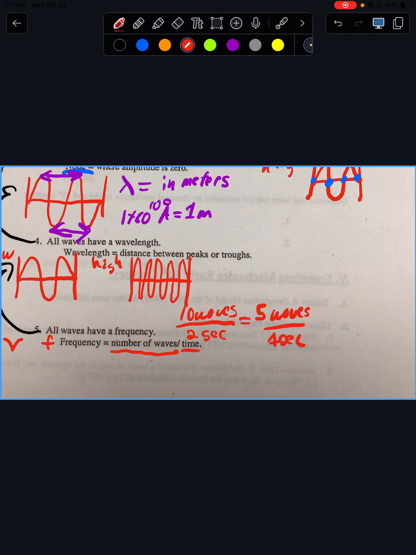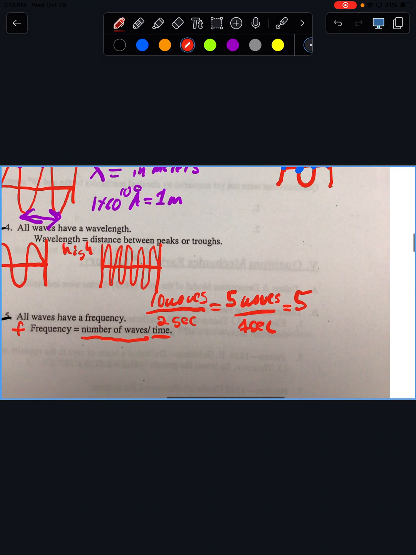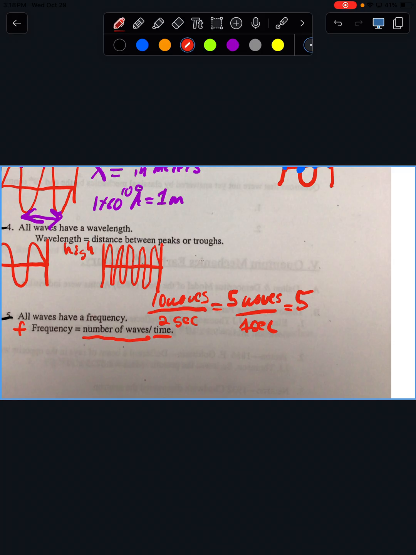Now science does something that I don't like. You don't write the word waves when you're talking about frequency. You just write 5, and then the seconds. Is that in the numerator or the denominator? Denominator. So you'd write 1 over seconds.